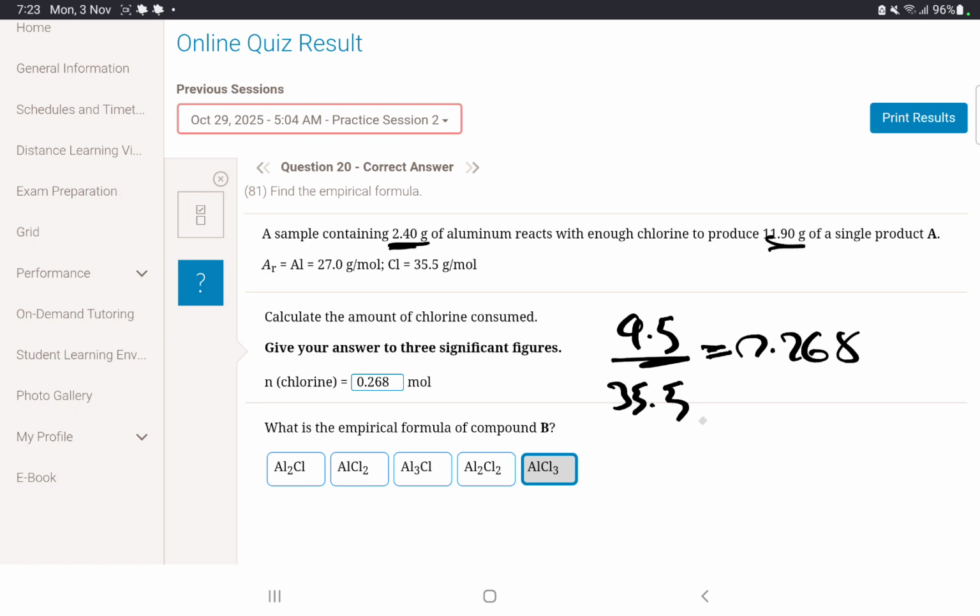Okay, so those are the moles of Cl. Let's find the moles of aluminum so we can find the empirical formula. Aluminum has 2.4 grams. It's divided by 27, which is the molar mass, and you get 0.088888, whatever. Let's keep it to three significant figures, so 0.089. The smaller of these two is 0.268, so we're going to divide it by 0.268.